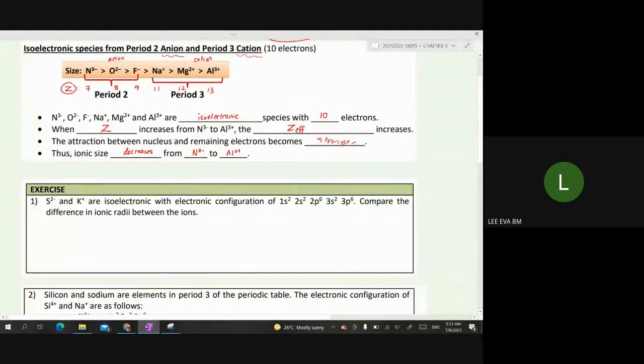Where's the time now? 9:33. Okay, so in this case, S2- and K+ are isoelectronic. The question already mentions it, so you don't have to mention it in your answer, with the electronic configuration 1s2 until 3p6. Compare the differences in the ionic radii. How are we going to compare? First thing, what are we going to compare?